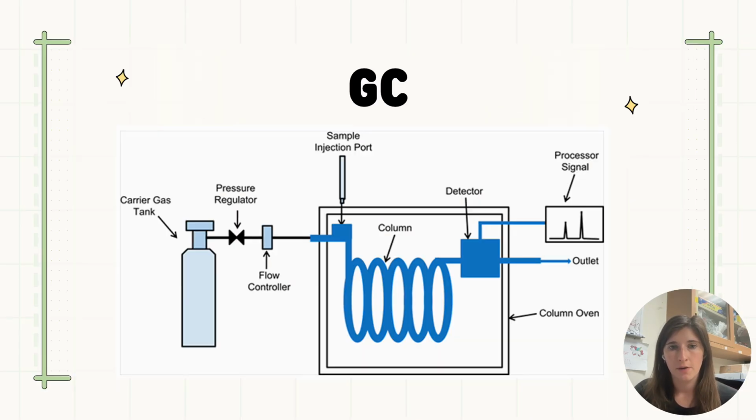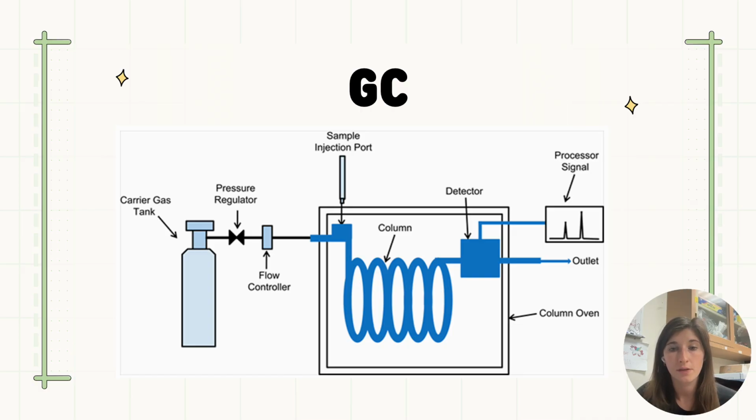So the first one that we're going to talk about is GC, or gas chromatography. In gas chromatography, we're going to use our gas as our mobile phase, and then we're going to have our stationary phase on this wound up column. You'll see here that we have a carrier gas tank and a pressure regulator. This is going to allow for the flow of the carrier gas through the GC itself. Our sample injection port is going to be where we introduce the sample.